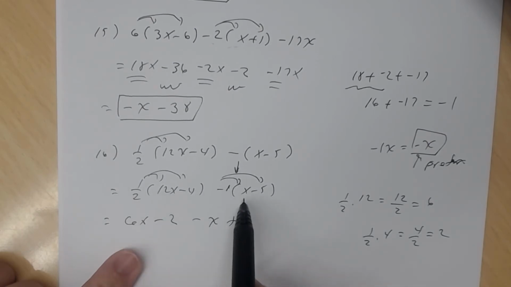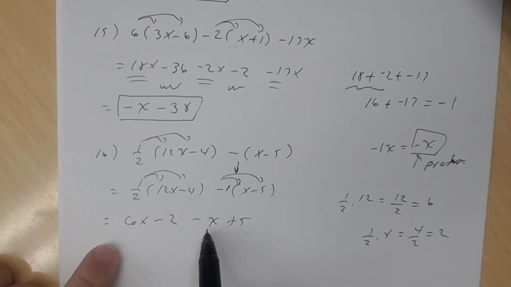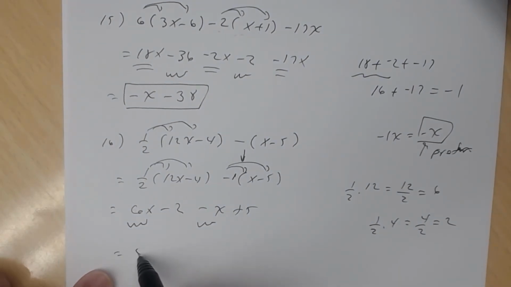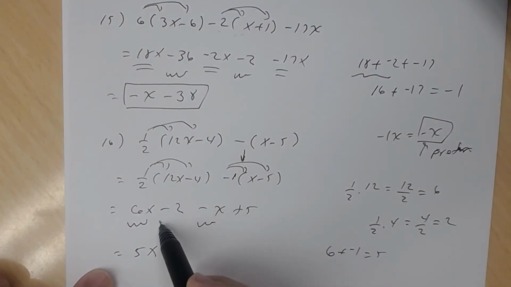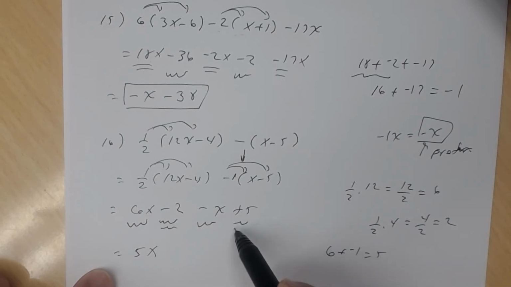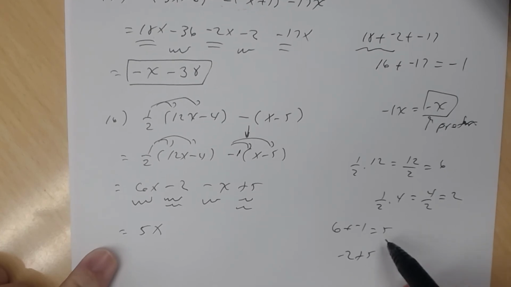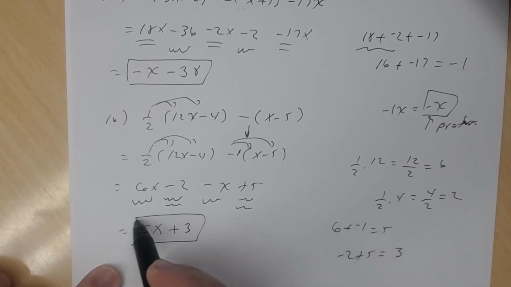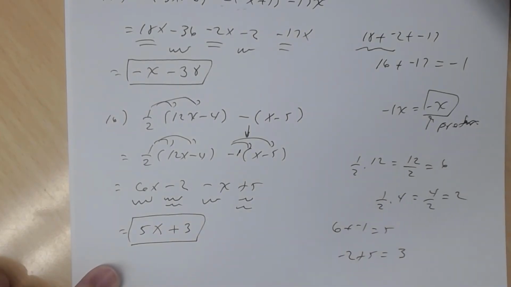So I got rid of the parentheses, I got these 4 terms. Now I'm going to combine like terms. 6x and a negative 1x is a positive 5x. So notice I said 6 and a negative 1 is 5. A negative 2 and a positive 5. So negative 2 plus 5, if you don't remember your signed numbers, use your calculator. That is just 3. So the answer is 5x plus 3. All right, so it's 16.